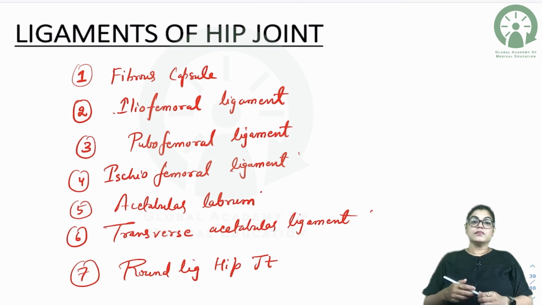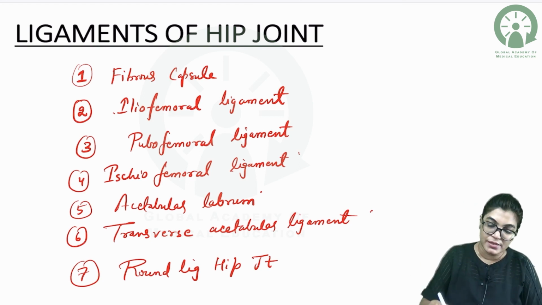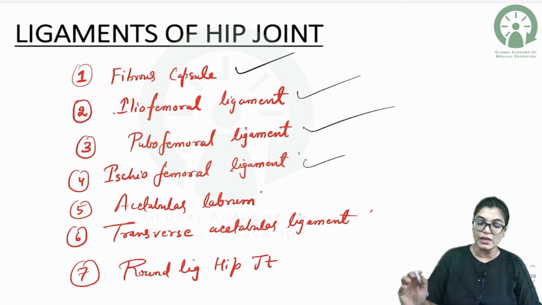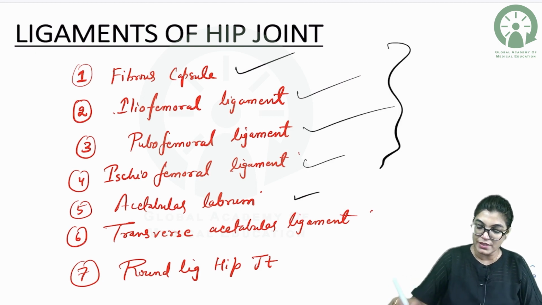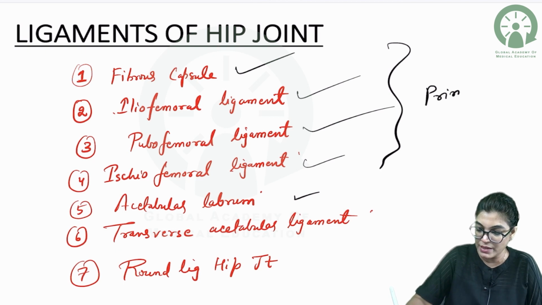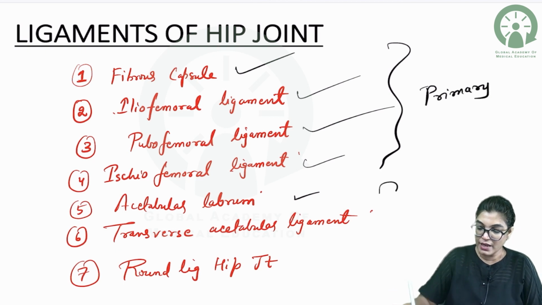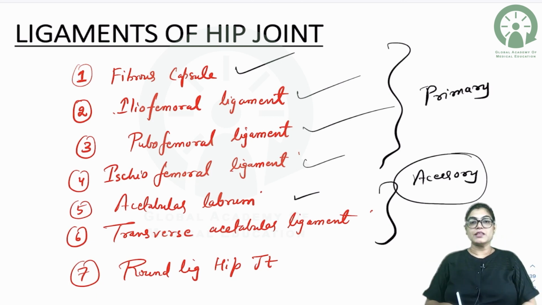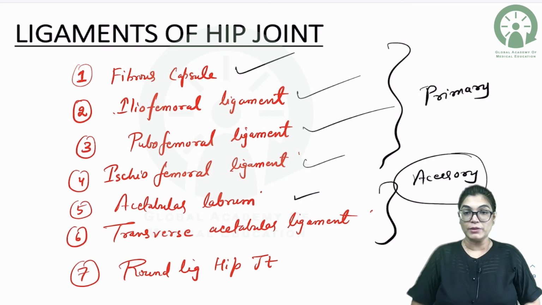Now, my dear aspirants, the primary ligamentous support is given by the fibrous capsule, iliofemoral, pubofemoral, and ischiofemoral ligaments along with the acetabular labrum. So, these are the primary support for the hip joint. Accessory support is given by the transverse acetabular ligament and round ligament of hip joint.